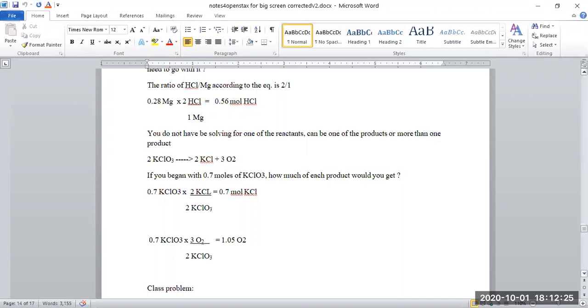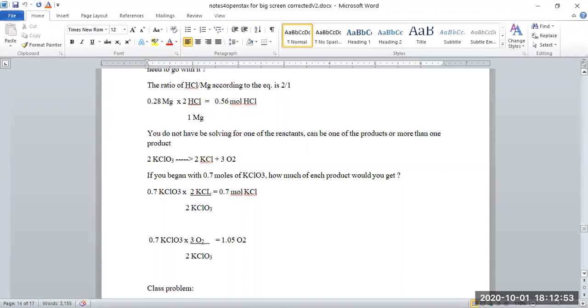Take the number that you are given, 0.7 moles. For the first one, it gets multiplied by 2 over 2. 2 KCl's over 2 KClO3s. Obviously, that doesn't change your number. It does change your identity because the KClO3s will cancel out. One is on the top and one is on the bottom.